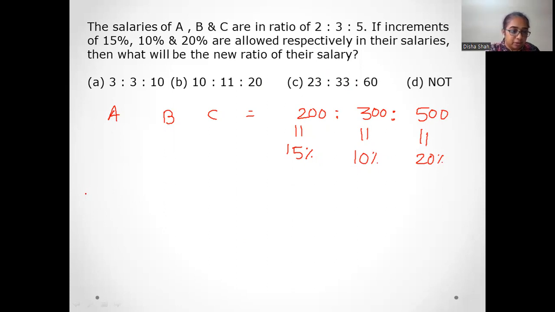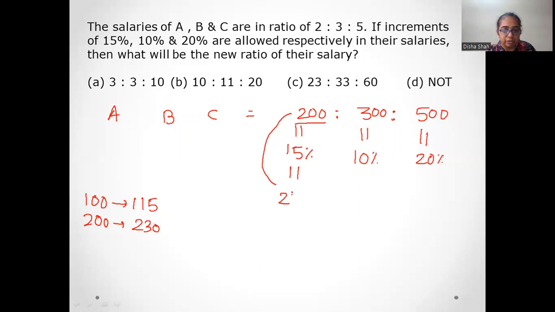What does 15% increment mean? That 100 has become 115. But this value is not 100. A is 200. So if 100 becomes 115, 200 becomes 230. Similarly, 10% increment means that 100 becomes 110. But this value is 300. So 300 will become 330.